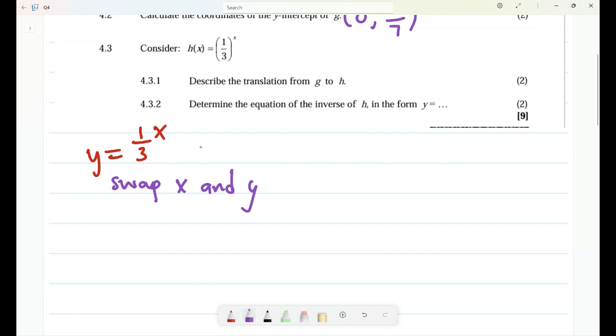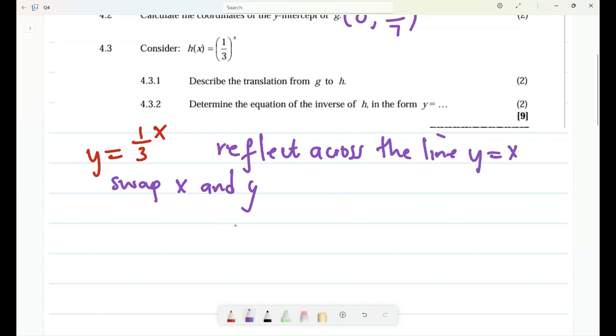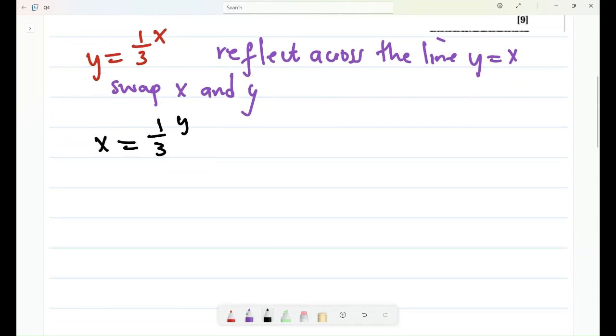Remember, how do I get my inverse? I reflect across the line y is equal to x. So I'm just interchanging x and y, right? If I do so, what do I get? I get x is equal to 1 divided by 3 to the power of y, right? But now I want to get y by itself.